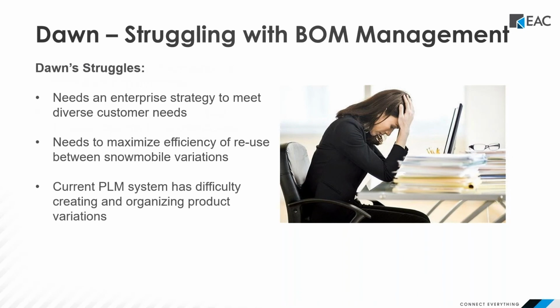So more specifically, she needs an enterprise strategy to meet these diverse customer needs. She needs to maximize the efficiency of reuse between snowmobile variations. And right now, our current PLM system has difficulty creating and organizing these product variations. So basically, she needs a solution that can work with these different product variations that can be controlled and tracked throughout its whole life cycle, along with change management, right?